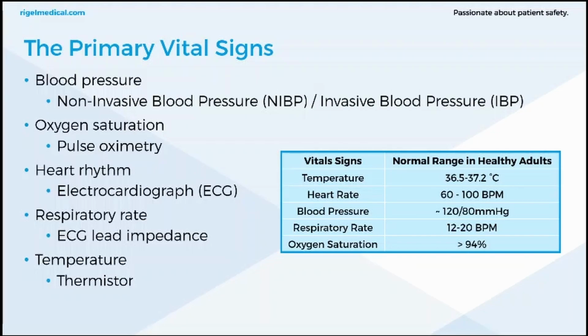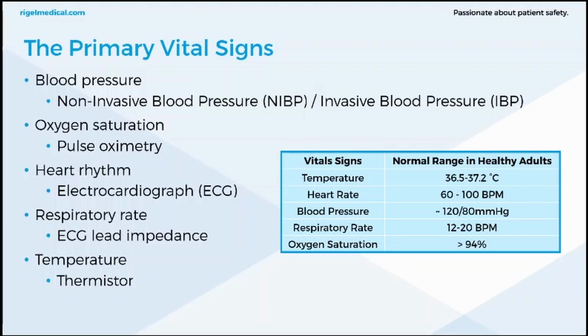In today's presentation, we're just going to talk about 5 of these vital signs, and these are considered to be the primary ones. Sometimes up to 7 are considered primary, but we're going to talk about these 5 here. Now, blood pressure, there's 2 types of measurements. You've either got non-invasive blood pressure and invasive blood pressure, and we'll come on to why we use 2 different types of measurement. There's oxygen saturation. These measurements are done via pulse oximetry.